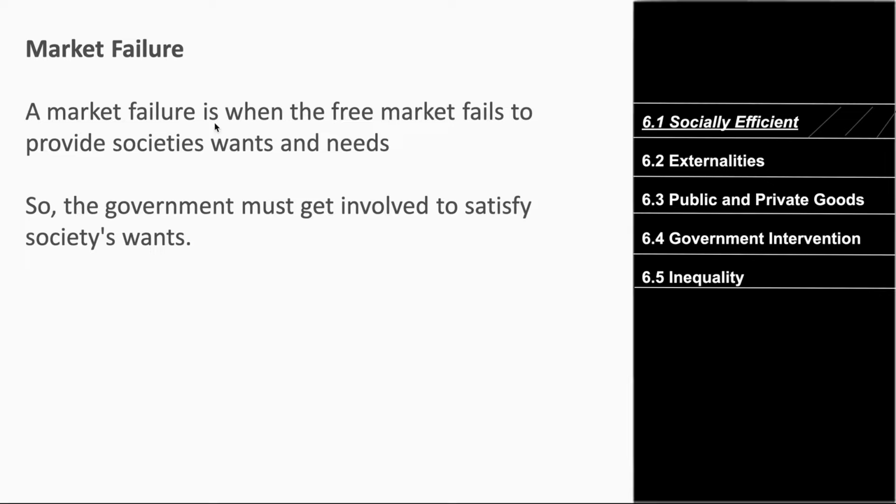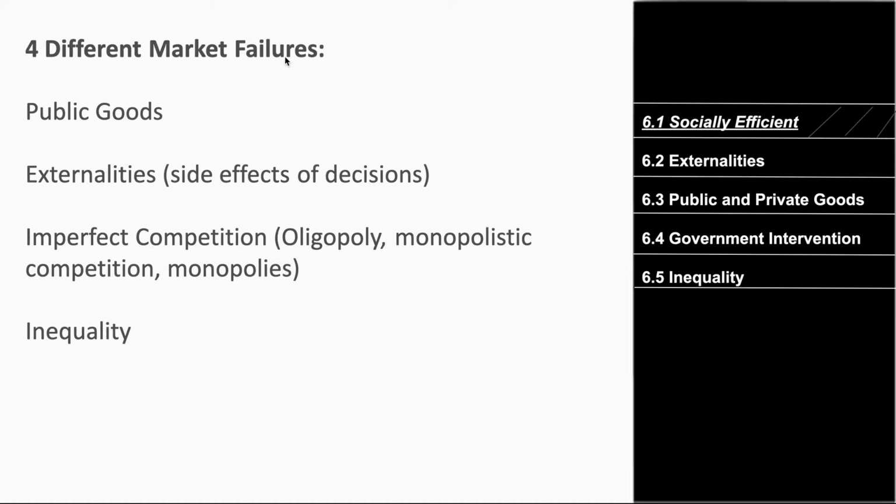So now we have market failures. Market failure is when the free market fails to provide society's wants and needs, and we're going to cover the different types of market failures here. So there's 4 different types of market failures. Public goods, which we'll cover; externalities, which are basically the side effects of a policy action; imperfect competition, like oligopoly, monopolistic competition, monopolies; and inequality. So we're going to cover all of these different market failures and how the government deals with them.